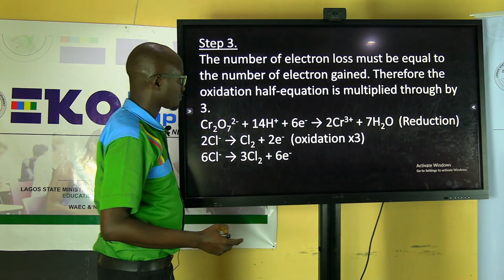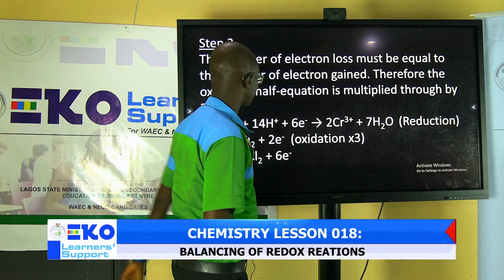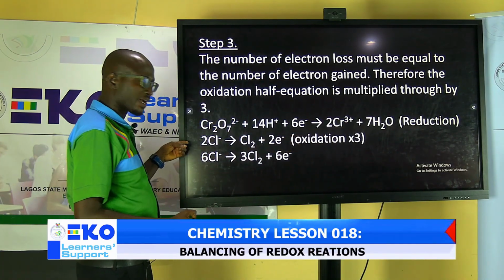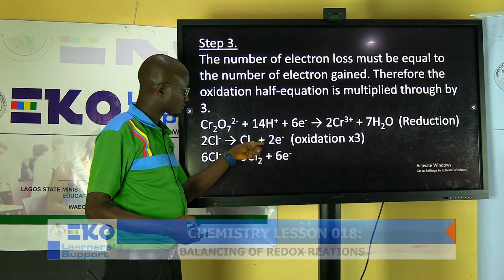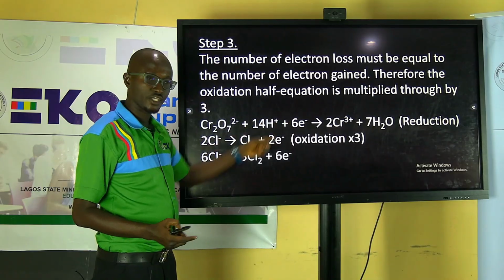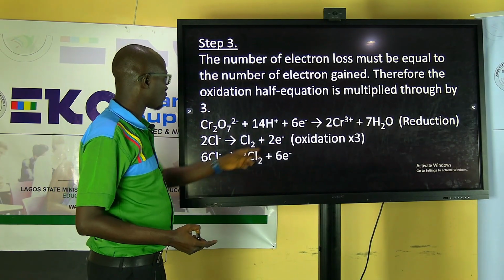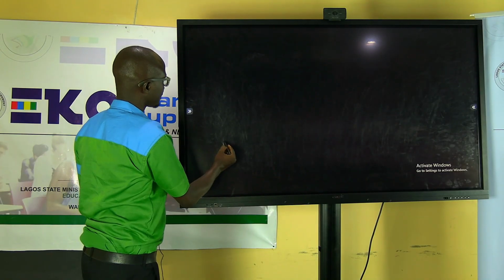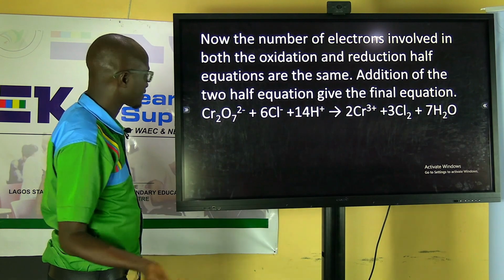So we'll just do a simple mathematics. We'll multiply this one by 3, and multiply this one by 1. If you multiply this by 3, the 3 will multiply everything. So this becomes 6Cl-, 3Cl2, and 6e-, making our electrons equal. That's what we need to achieve for that step. Once it's equal, we are good to go. Now the number of electrons involved in both the oxidation and reduction half equations are the same.